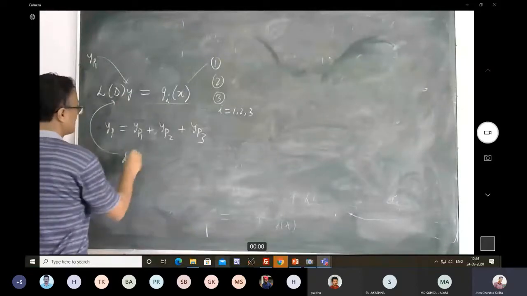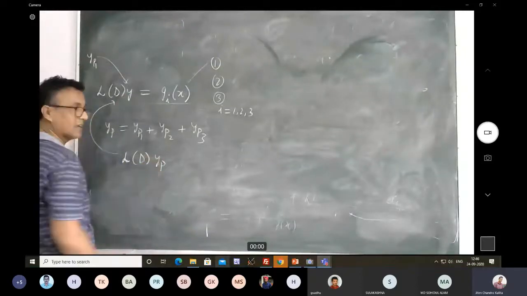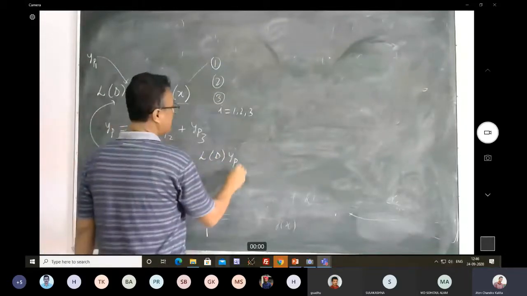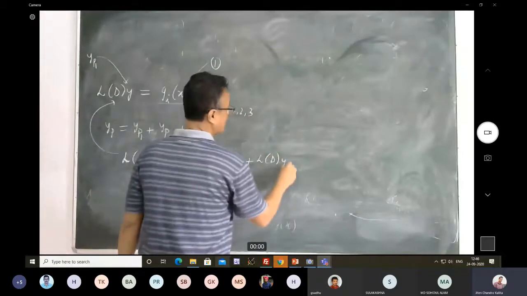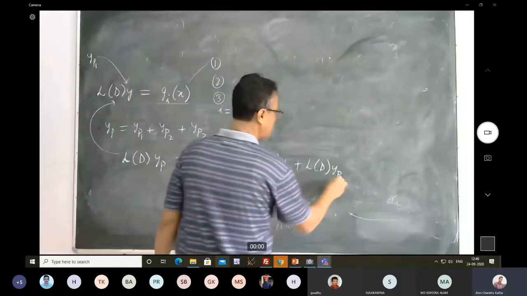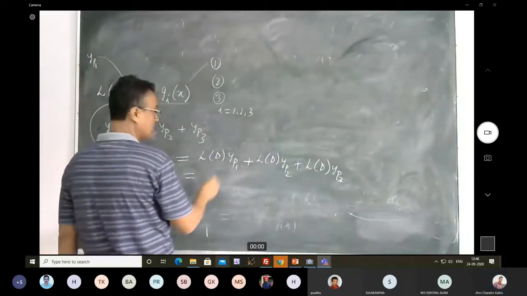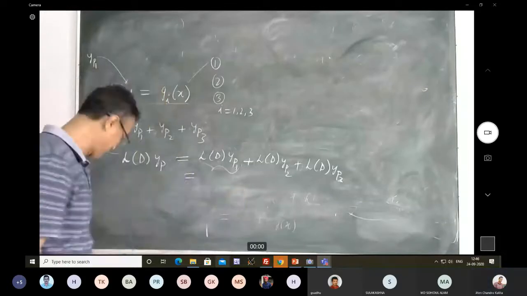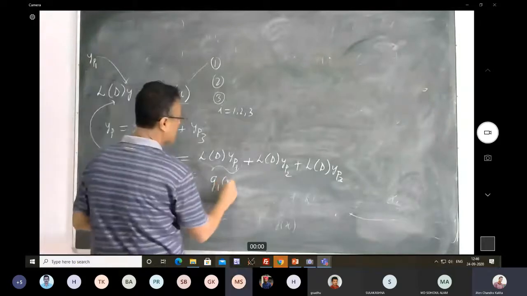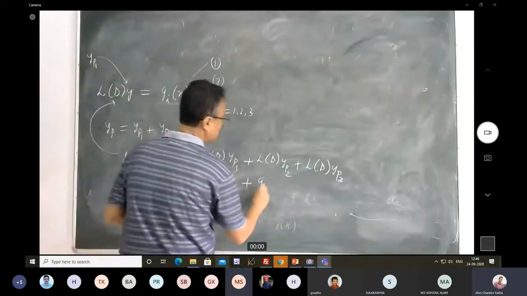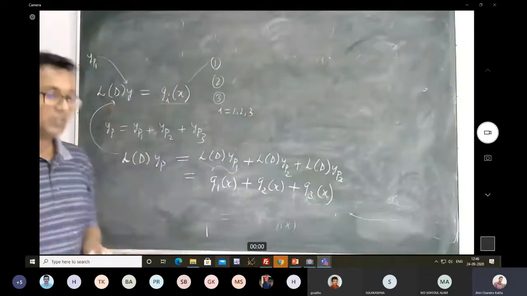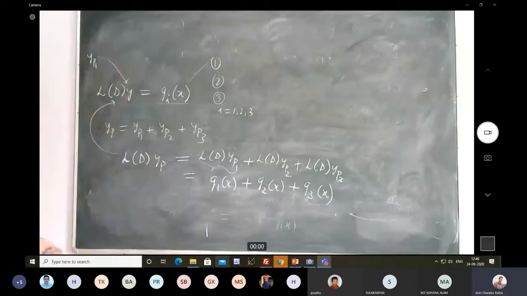LD yp, right? So that is simply going to be LD yp1 plus LD yp2 and LD yp3. So that is going to give me what? From here I will get G1, G2, G3. Yes, I am simply going to get G1x plus G2x plus G3x. Okay, so now can you give me a conclusion from this?